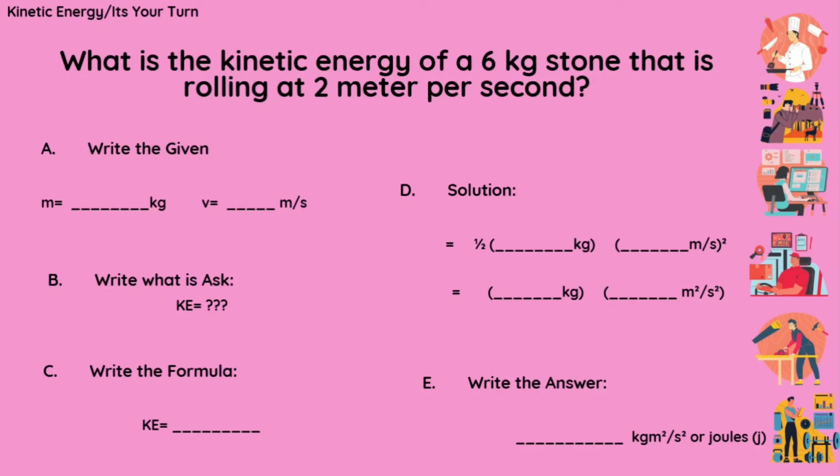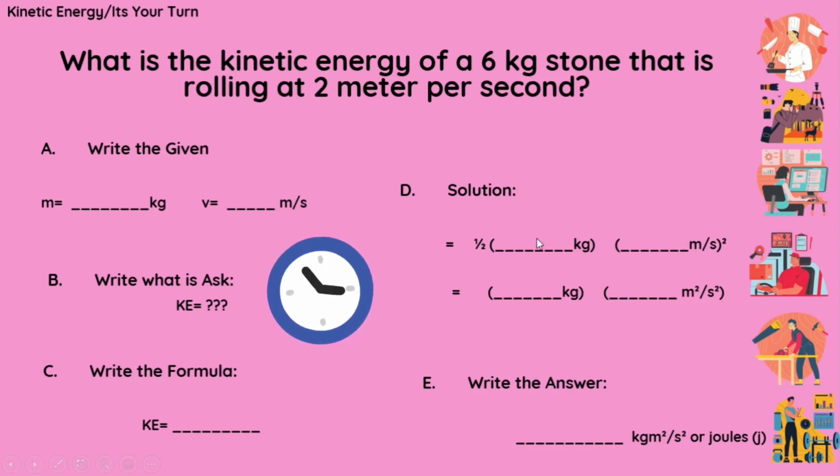Okay. Take your time. Write the given. Hanapin nyo sa given kung alin yung may unit na kilogram. Then copy. For velocity, yung may unit na meter per seconds. And then, formula. Tandang-tandaan nyo na yan. For the solution, just copy your answer here.